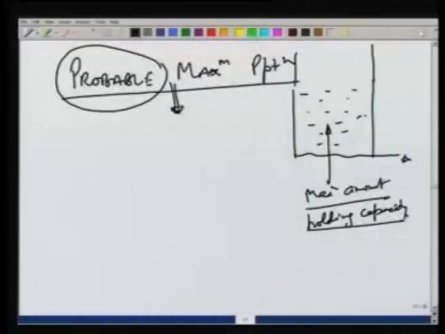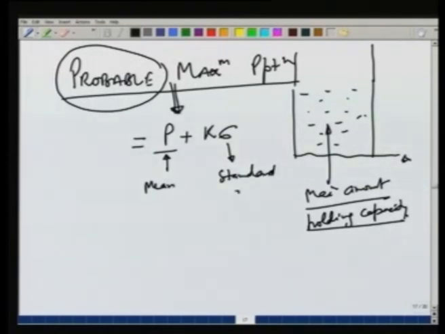But there are other methods which are based on frequency analysis, and typically what is done is that the probable maximum precipitation is given as some mean precipitation plus the standard deviation multiplied by some constant k, generally around 15.